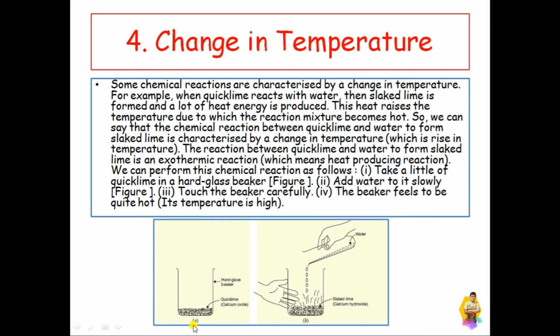So this is how we can do it. Take a little quicklime in a hard glass beaker. During this reaction we have to take a hard glass beaker, otherwise the beaker will break. Point number 2, we add water to it very slowly. Then we have to touch the beaker. The beaker feels quite hot because there is a rise in temperature.